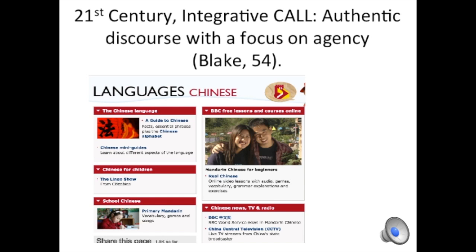The next stage. Okay, so the current stage is the integrative stage of CALL, which is authentic discourse with a focus on agency. And so with the rise of the internet, now there's so many multimedia resources, and all areas of proficiency, for example, listening, speaking, reading, writing, can all be taught together. Learning can be much more efficient. There's so many more resources, and also it gives students the chance to produce things, and even make things for other audiences, not only in the country, but also worldwide.